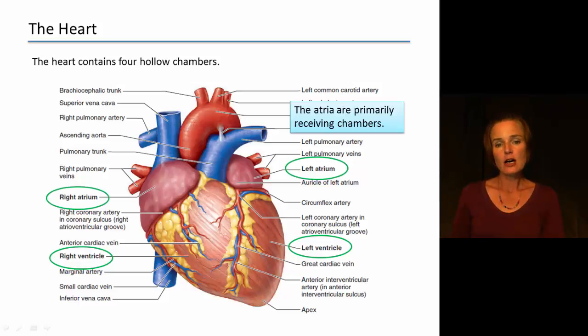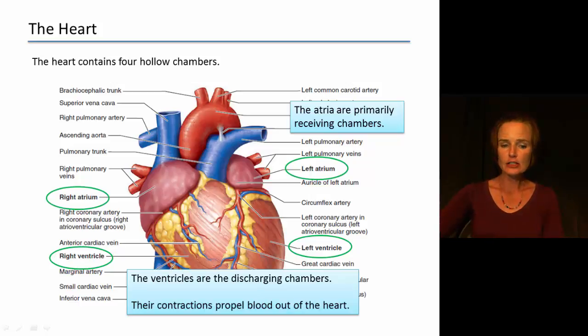Well, the atria, so atria is plural for atrium, which would be the singular. Their job is going to be to act as receiving chambers. So this is where the blood is going to be coming into the heart. And then if we're talking about the ventricles, they will be the discharging chambers. So this is going to be where the blood is actually leaving the heart, and it's going to be the contractions of the ventricles that will actually propel the blood out of the heart.